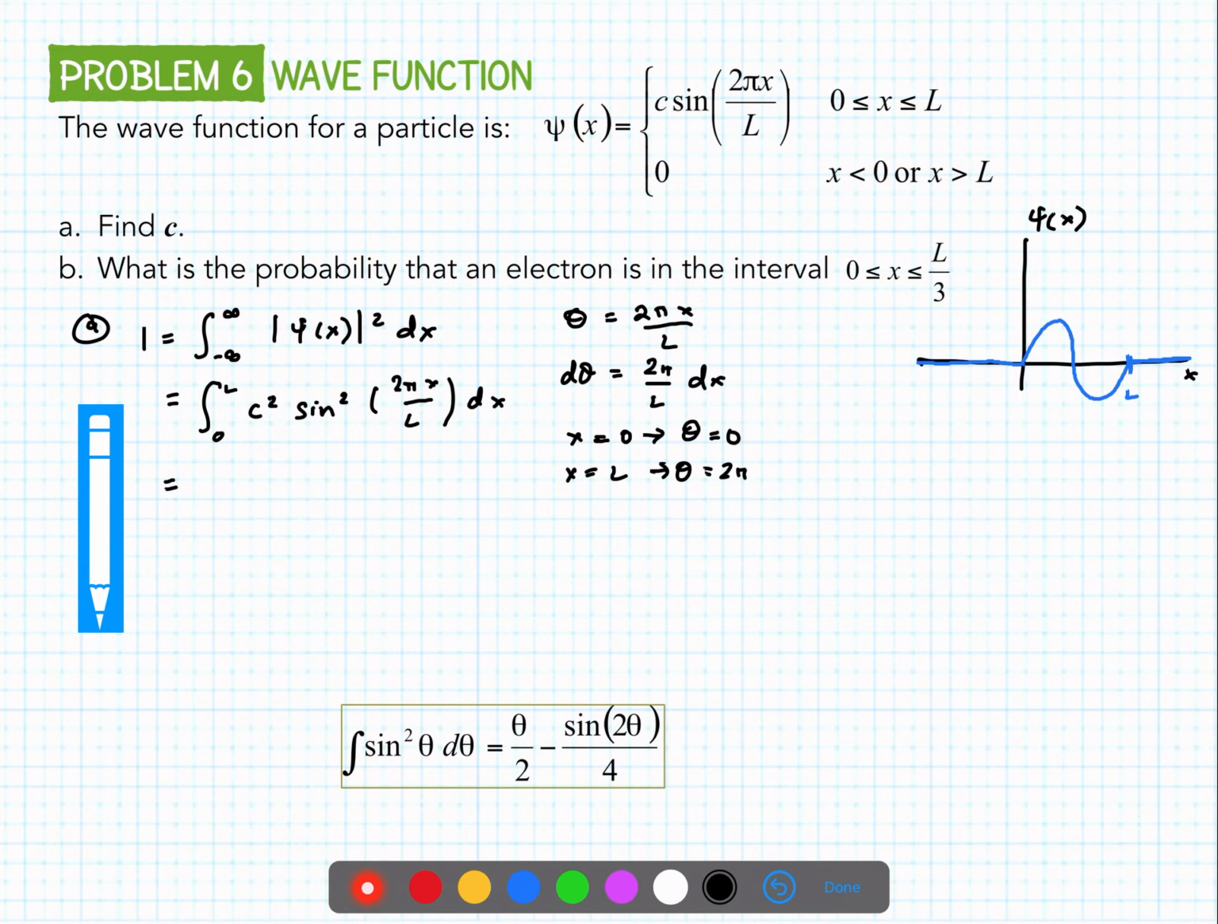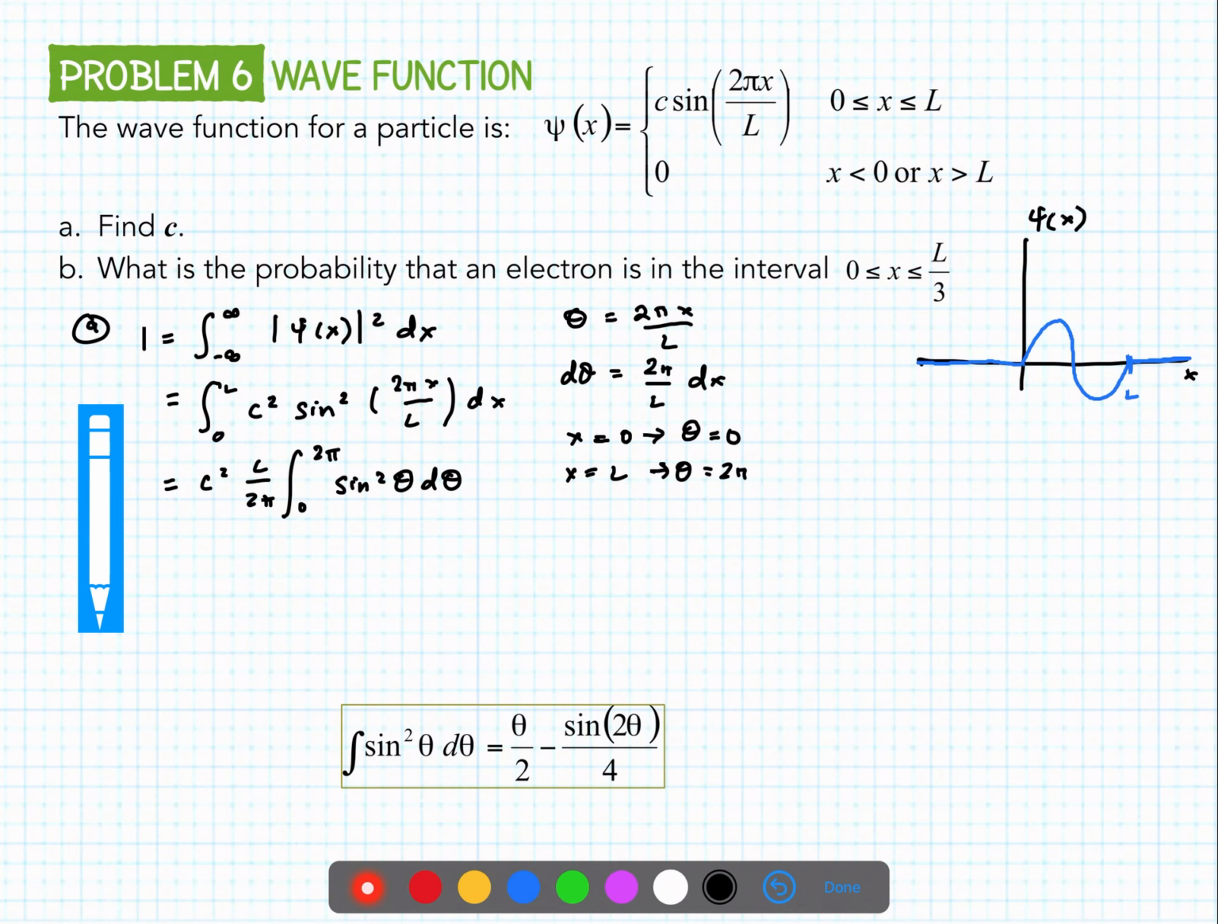So that's going to mean that when we pull this stuff out, you end up with c squared L over 2 pi, from 0 to 2 pi. That's our changed limits. Sine squared theta d theta. Okay, where we just substituted this dx in here, and that's how we got this and this.